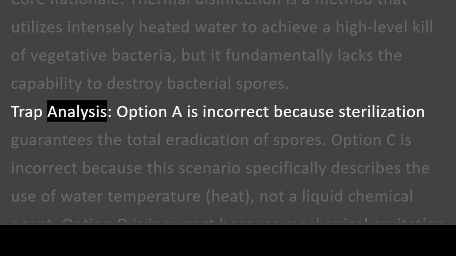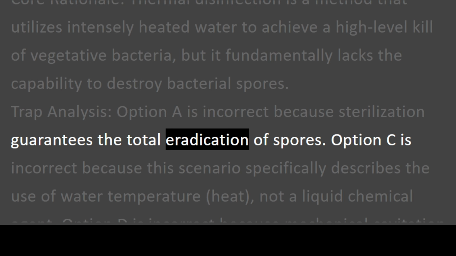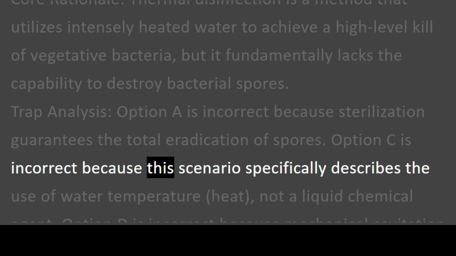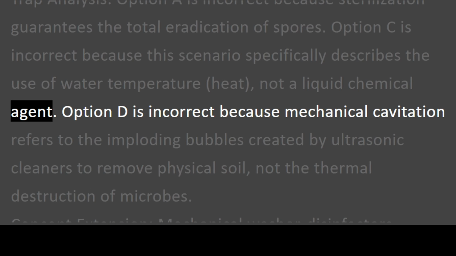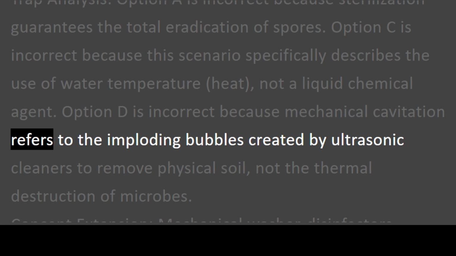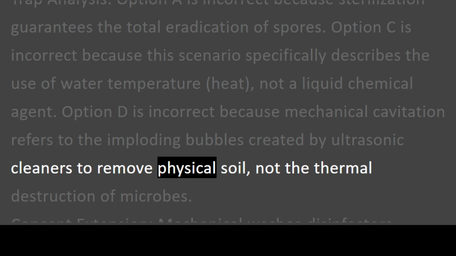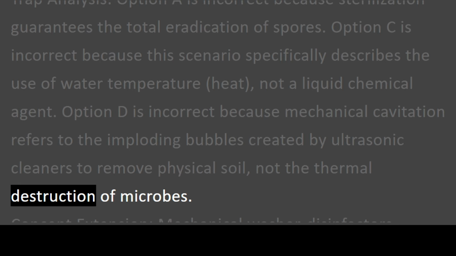Trap analysis. Option A is incorrect because sterilization guarantees the total eradication of spores. Option C is incorrect because this scenario specifically describes the use of water temperature, heat, not a liquid chemical agent. Option D is incorrect because mechanical cavitation refers to the imploding bubbles created by ultrasonic cleaners to remove physical soil, not the thermal destruction of microbes.